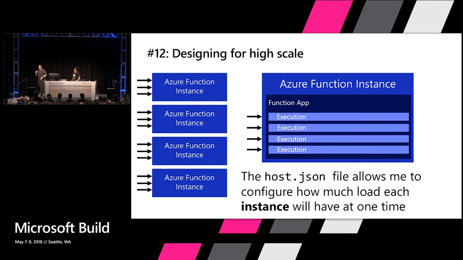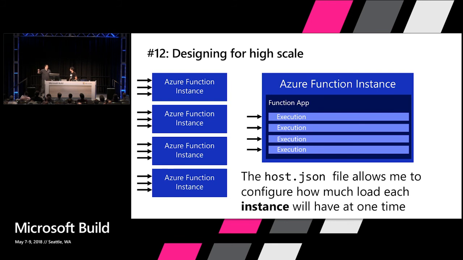there is this file called the host.json file. It's almost this secret file that you see in your projects, but you don't even really know what it does. This is the file that lets you decide how many executions in parallel you want one instance to handle.